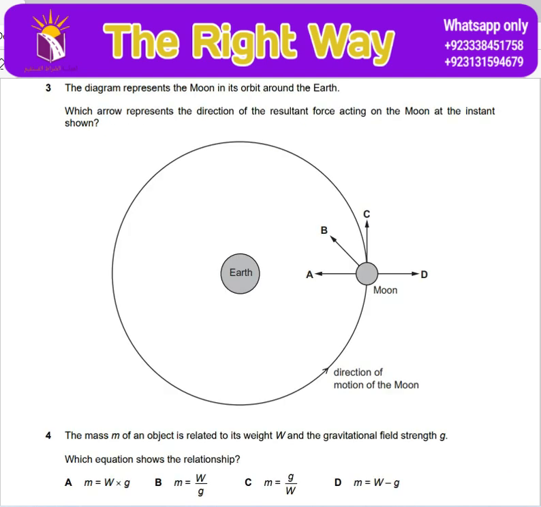Question number 3. The diagram represents the moon in its orbit around the earth. Which arrow represents the direction of the resultant force acting on the moon at the instant shown? We know that any body moving in a circle is constantly moving under a force which is known as centripetal force. And centripetal force is always directed toward the center. So A is directed toward the center and it is the right option.